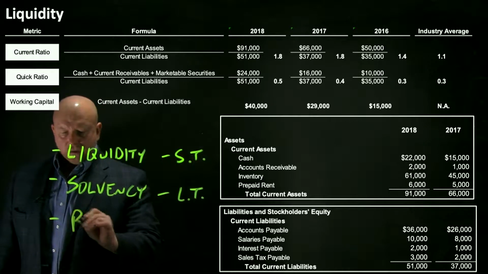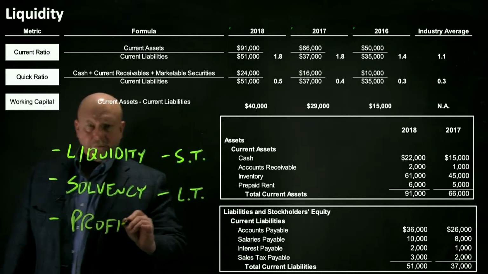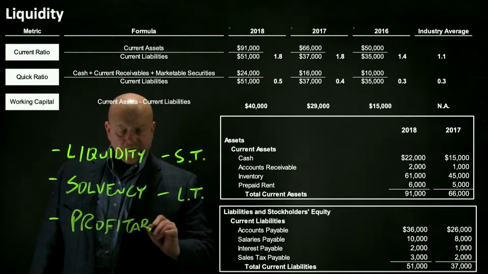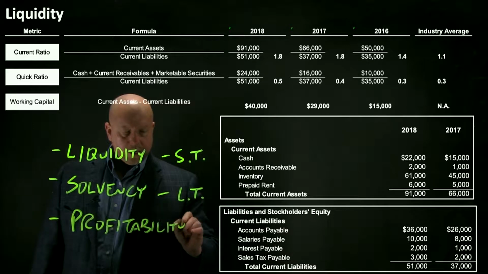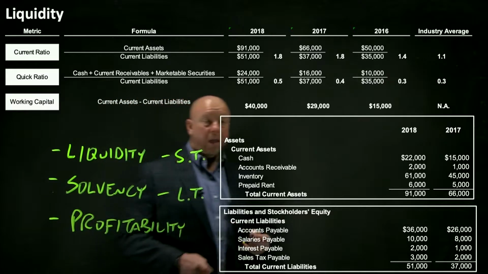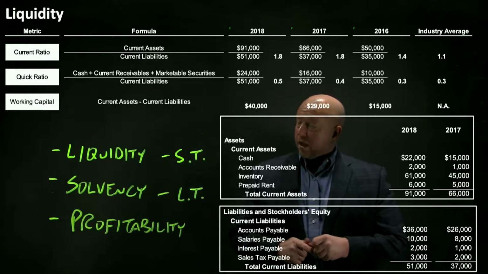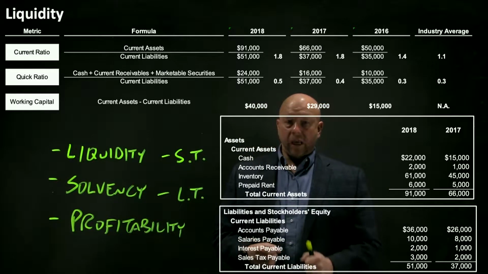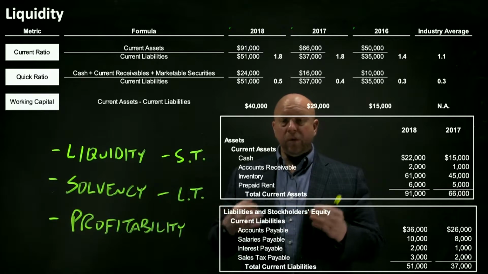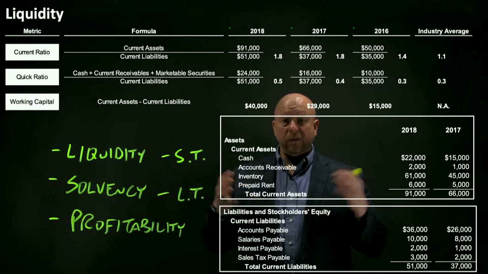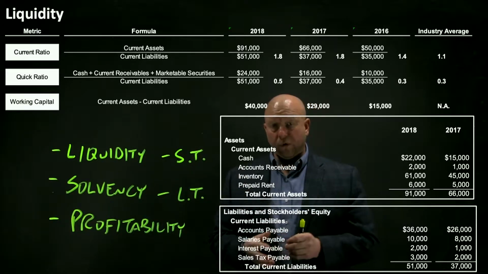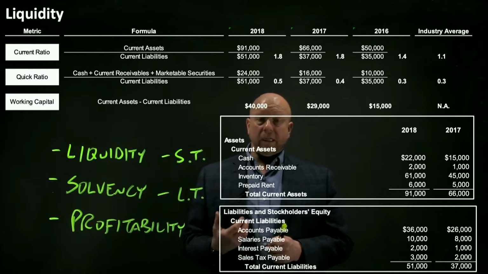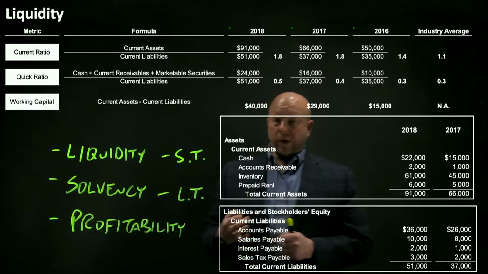And then I also like to look at profitability. And profitability really has an impact on both the short-term and the long-term health of the company. Profitability is looking at the operations of the company and looking at the revenue and expenses relative to the revenue. Are we doing a good job of controlling our expenses? Basically, how are we doing at generating a profit?